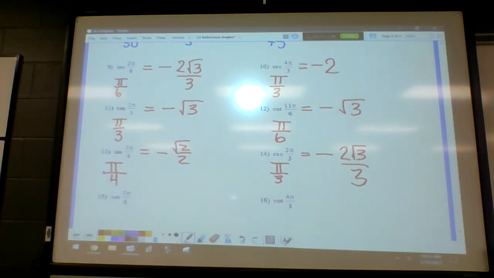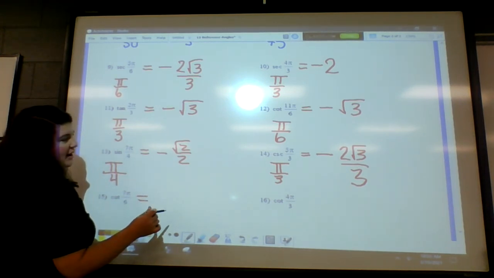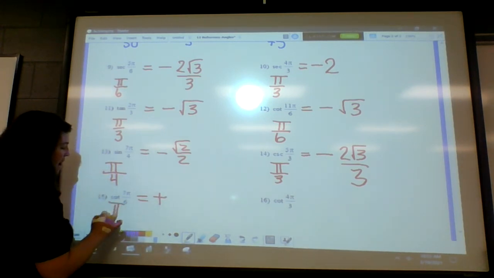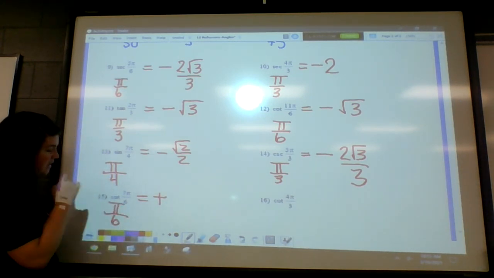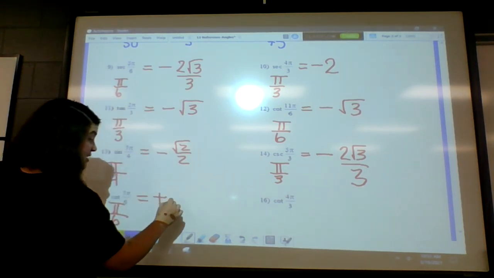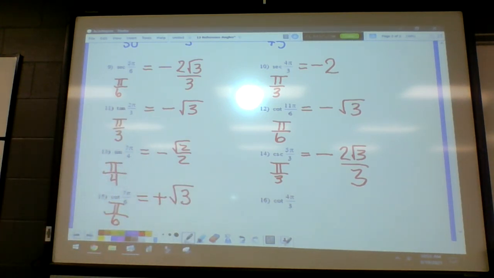All right, cotangent 7 pi over 6. What quadrant is 7 pi over 6 in? The third. That's really close to 6 over 6, right? Just a little more. In the third quadrant, is cotangent positive or negative? Positive. And we're going to reference pi over 6. And so cotangent pi over 6 is cosine over sine. That puts the square root of 3 on the top. So it's a positive square root of 3.